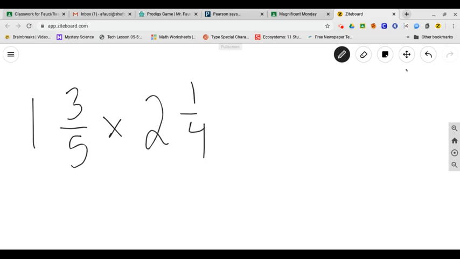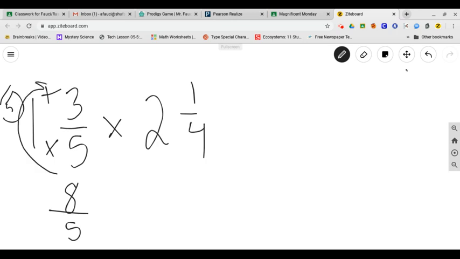So now what I need to do is change them both. All right, first I'm going to do this one. 5 times 1 is 5. I'm going to keep that 5 in my head. 5 plus 3 is 8, and I keep the old denominator. We go in a circle like that, okay? Then 4 times 2 is 8, and then I add the 8 plus 1 and get 9 over 4. And now I can cross simplify.